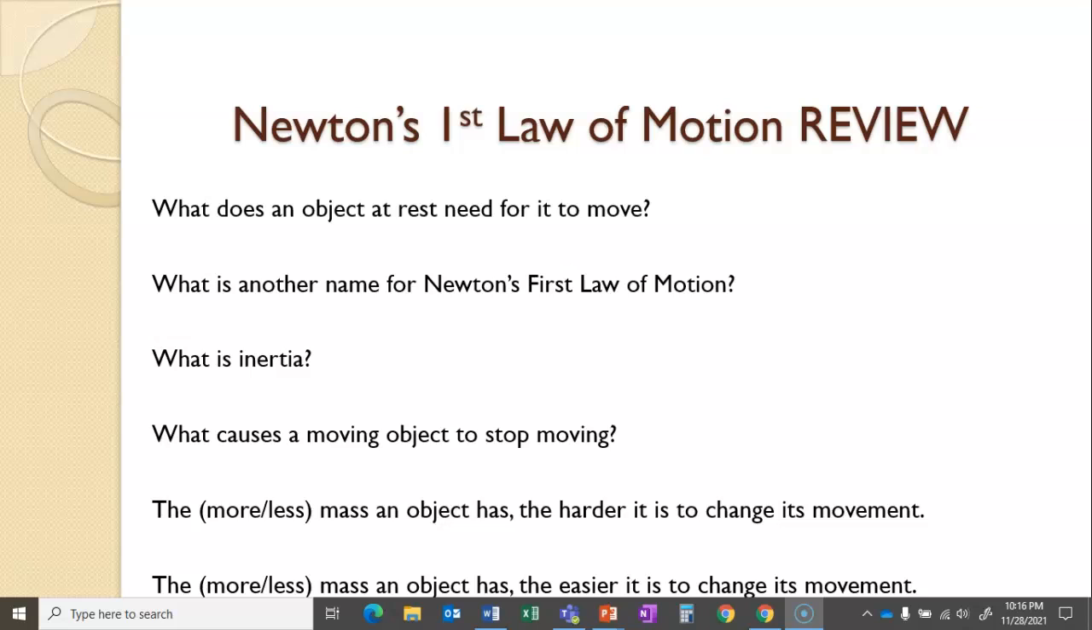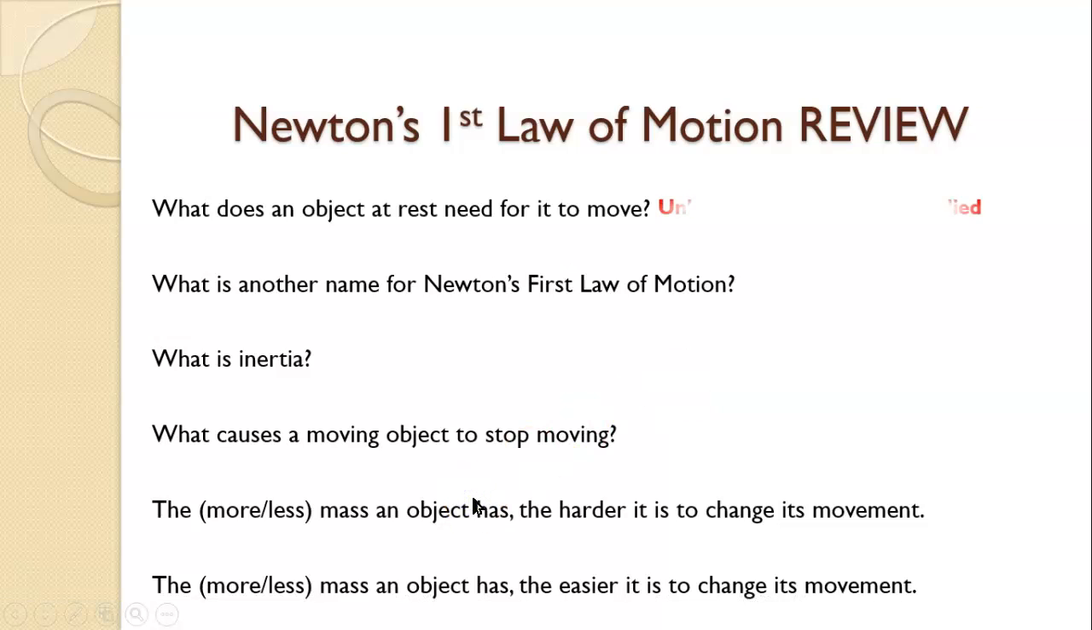All right. So hopefully you've had a chance to come up with some answers to each of these questions. You are certainly welcome to look back at your notes, so I hope you did that. Let's start with the first question. What does an object at rest need for it to move or for it to change its movement? Well, it would need an unbalanced force or unbalanced forces to be applied to it. So in order for it to change its movement or in order for it to move, an unbalanced force needs to be applied.